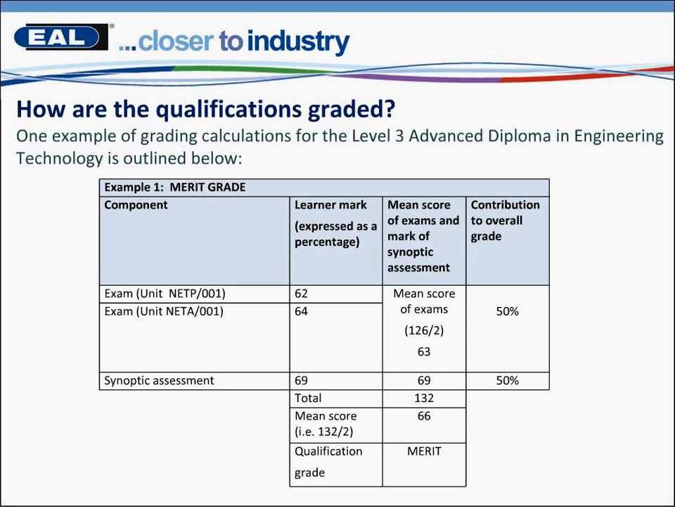They then take the synoptic assessment. The learner achieves a mark of 69 in their expressed percentage. These two marks then are added together and divided by 2. And as you can see here, the learner would achieve 66, which equates to a merit grade.